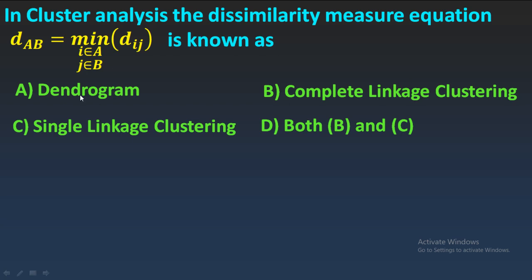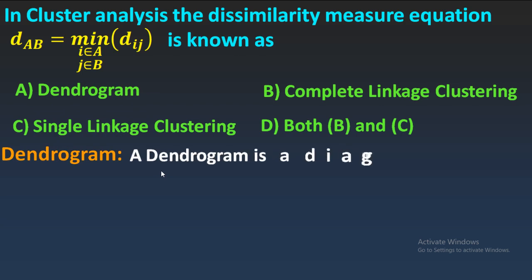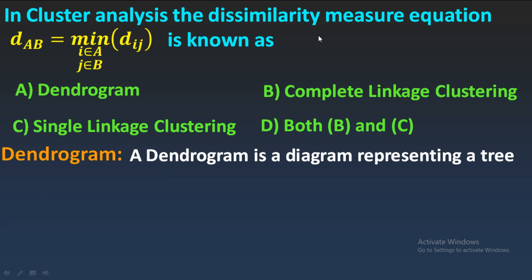The first option, dendrogram. What is a dendrogram? A dendrogram is a diagram representing a tree. That means it doesn't represent any equation in the cluster analysis. So option A is wrong. My dear viewers, we will learn some more about this dendrogram to learn about the complete linkage clustering and single linkage clustering.